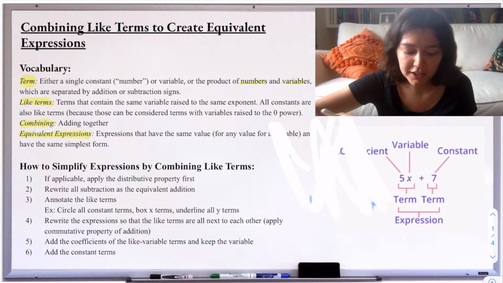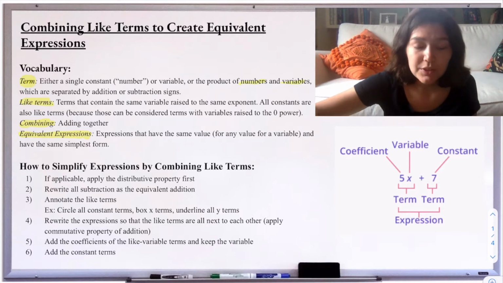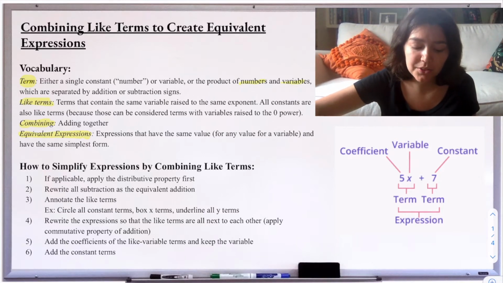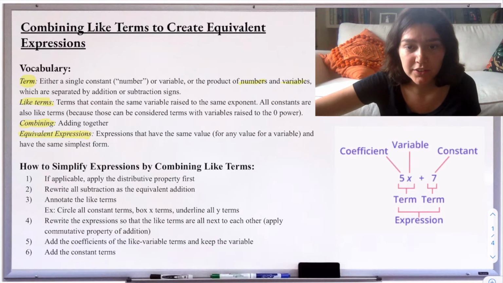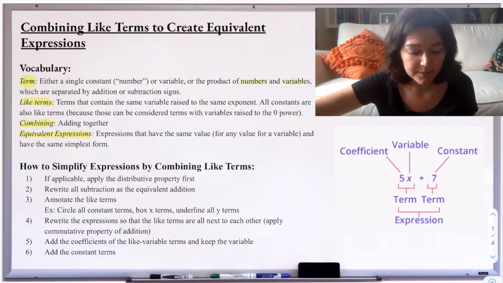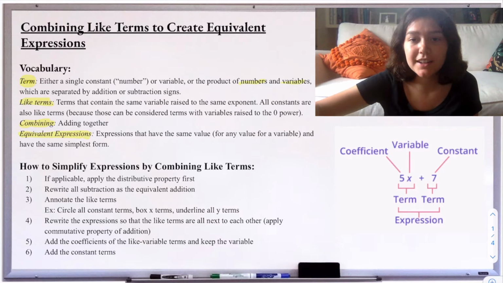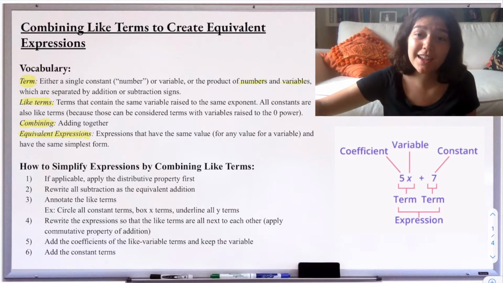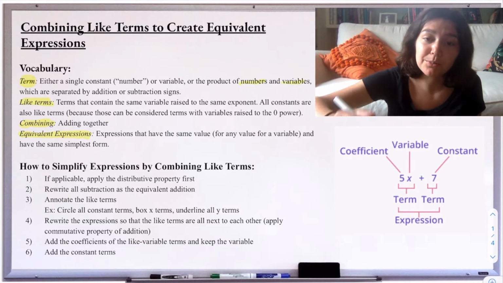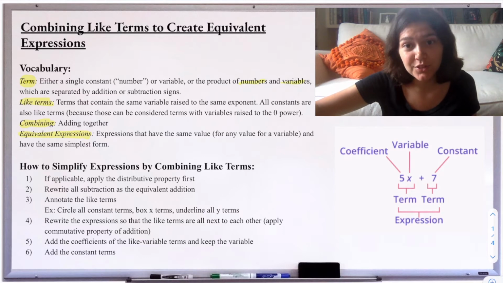How do we simplify equivalent expressions? By combining like terms. If we see parentheses such that we need to distribute, we should always do that first. So step number 1, we want to apply the distributive property if it applies. For step 2, we're going to rewrite all subtraction as the equivalent addition. Subtraction is the same as adding the opposite. So subtracting positive 3 is the same thing as adding negative 3. And subtracting negative 3 is the same thing as adding positive 3.